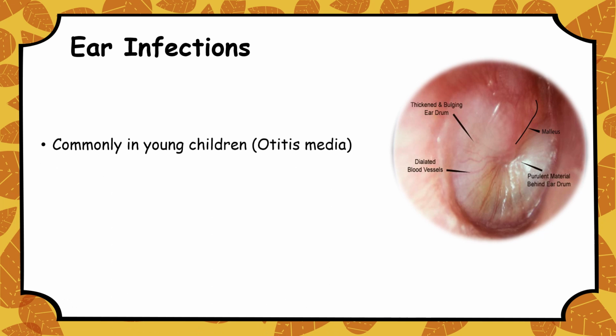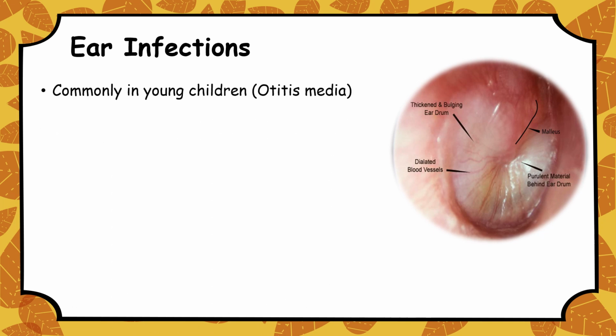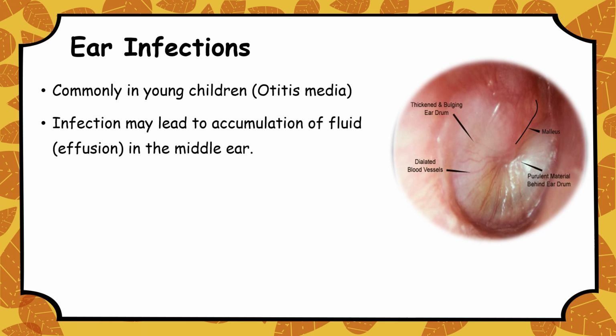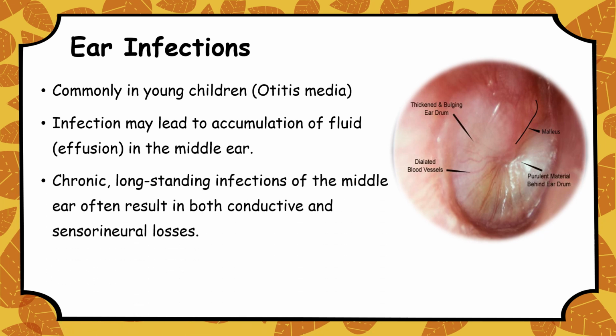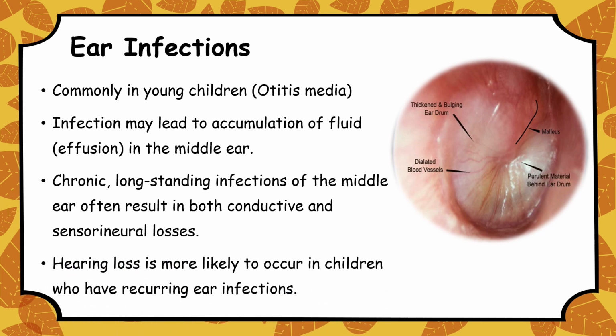Ear infections are common in younger children. Otitis media can be chronic or acute. Infection may lead to the accumulation of fluid in the middle ear, especially behind the tympanic membrane. Chronic long-standing infection of the middle ear often results in both conductive and sensorineural losses. Hearing loss is more likely to occur in children who have recurring ear infections.